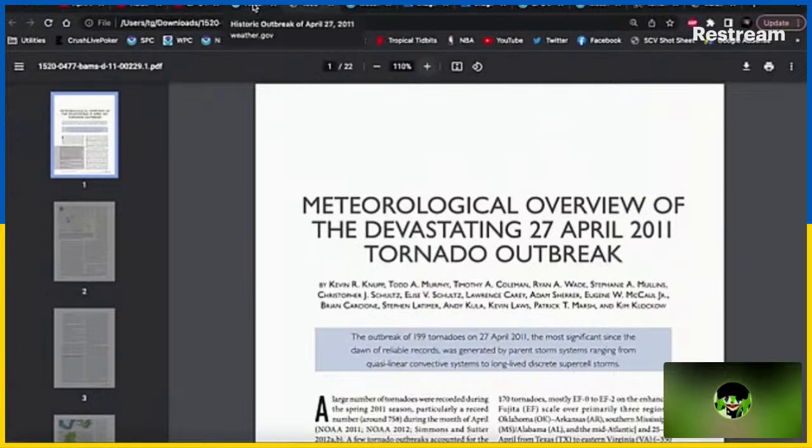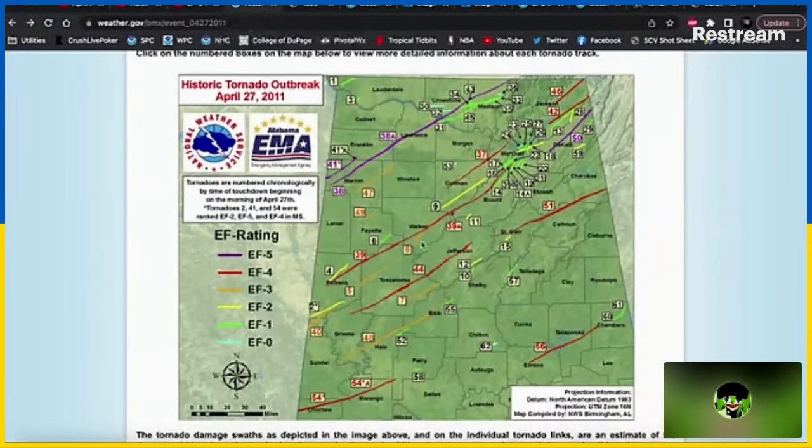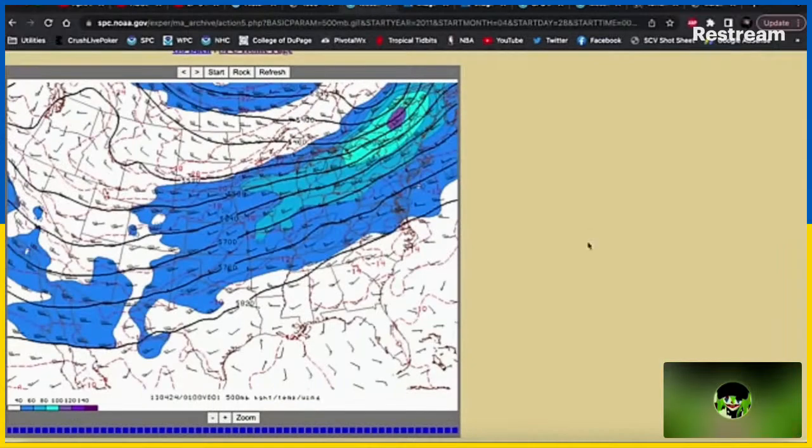So let's go ahead and get started here. And once again, this is just the Alabama portion of the event. You can see many of these tornadoes were very strong and long track tornadoes. You can see the very long tornado tracks there. And the story of this event is going to start all the way back a few days earlier.